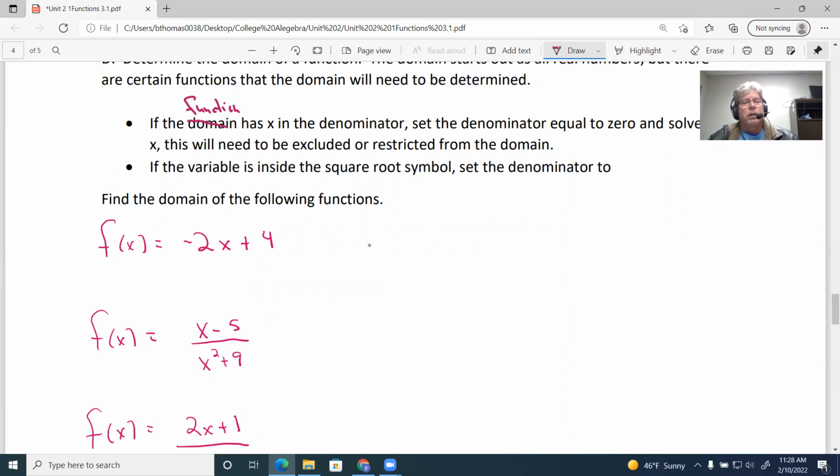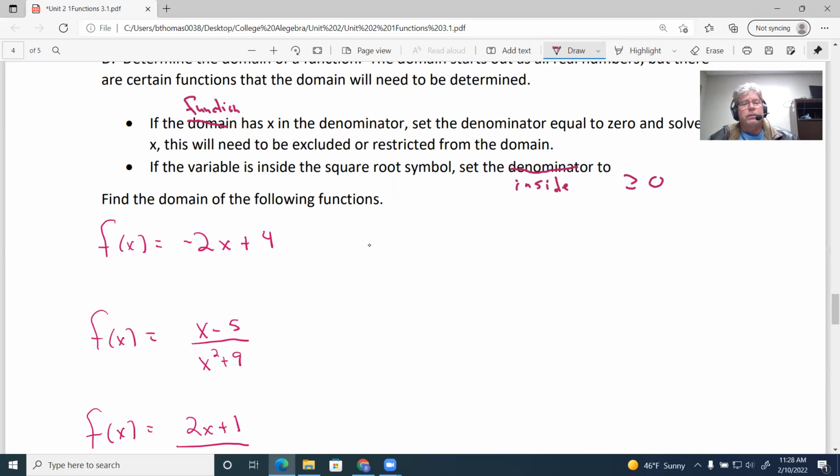The other one is if the variable is inside the square root symbol. That should be, not set the denominator, that should be set the inside to greater than or equal to 0. So that's a mistake on my part. So if the variable is inside the square root, then set the whole inside to greater than or equal to 0. And we'll talk about that more.